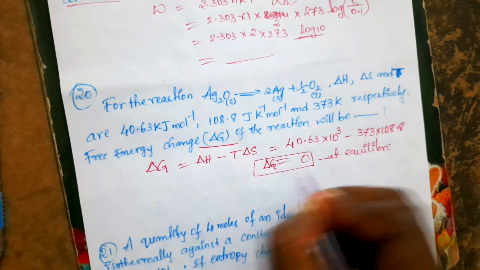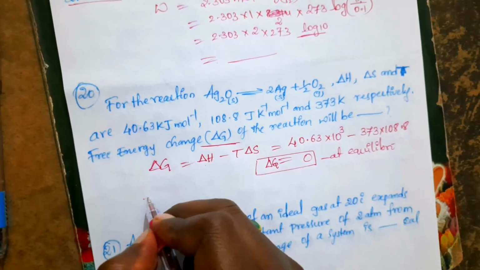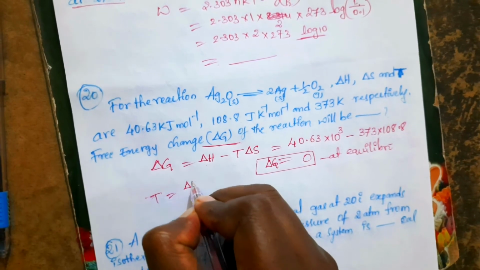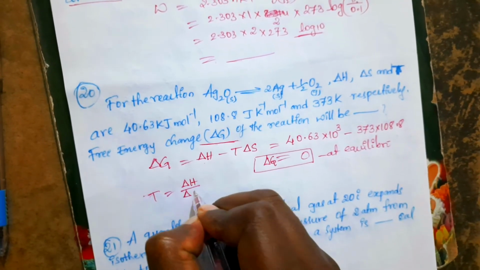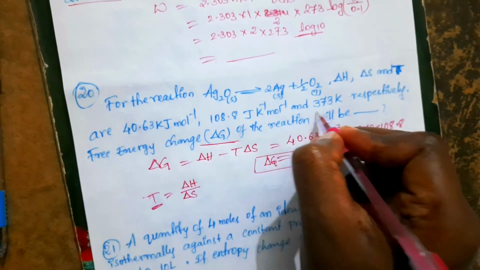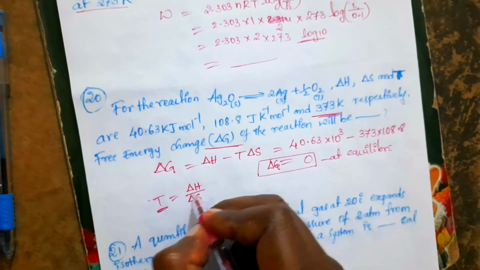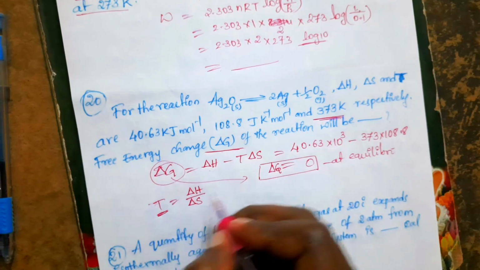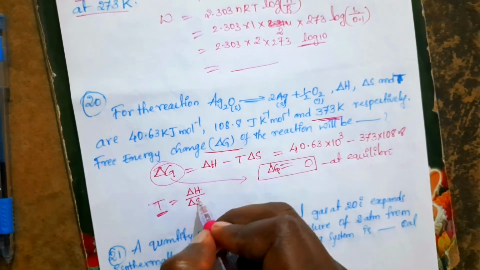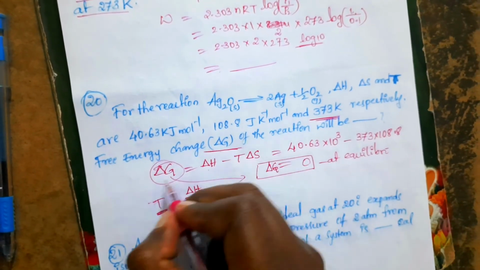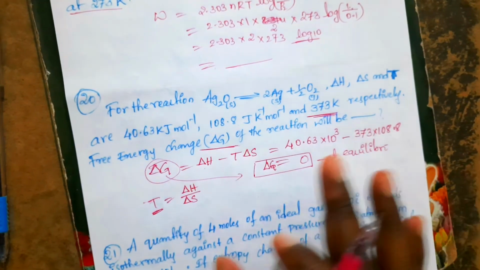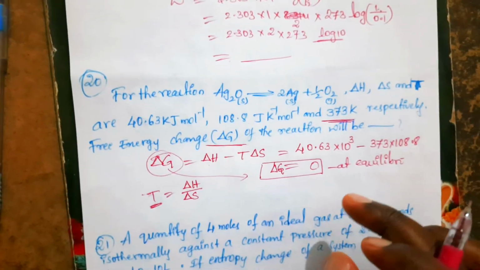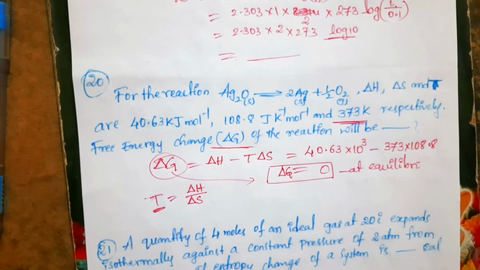Or else you can do it in another way also. That is, T is equal to delta H by delta S. If this T is equal to this 373 Kelvin, then delta G becomes 0. Because if it is equal to this 373, when multiplied we will get delta G is 0. Delta G is 0 means it is at equilibrium. Not standard Gibbs free energy, only Gibbs free energy.